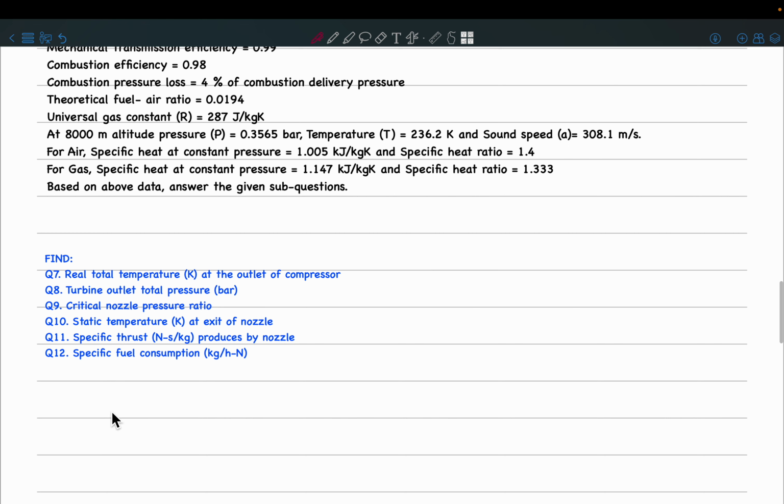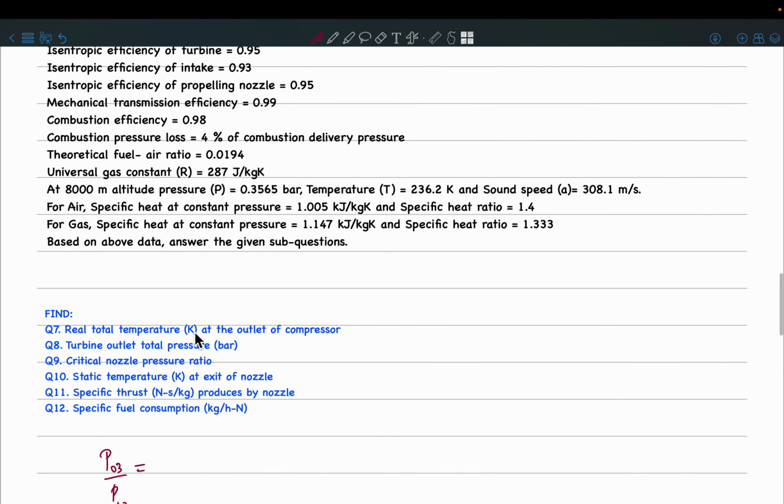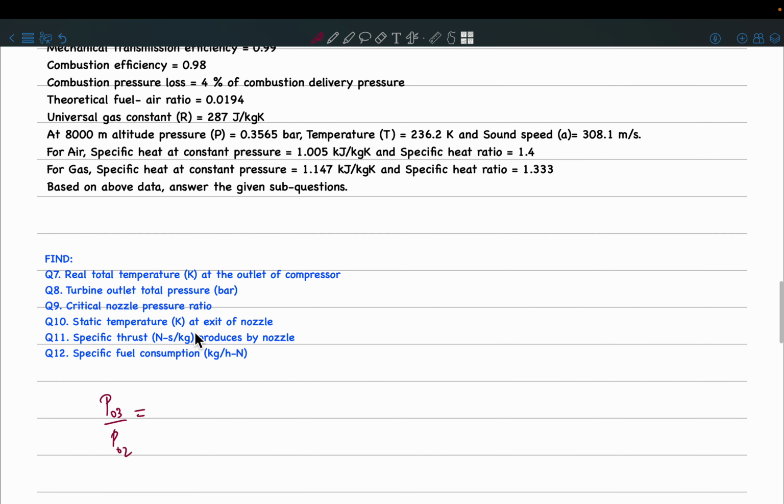Okay, so first we are given the compressor pressure ratio, right? So that is P naught 3 by P naught 2, which is given as 8.